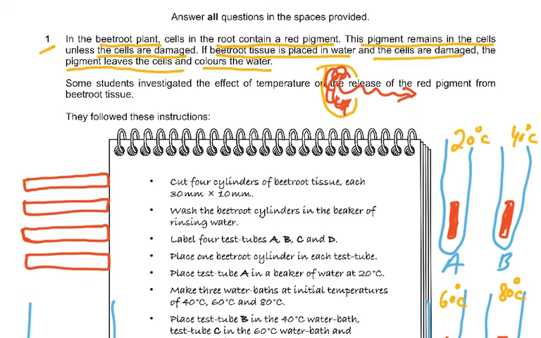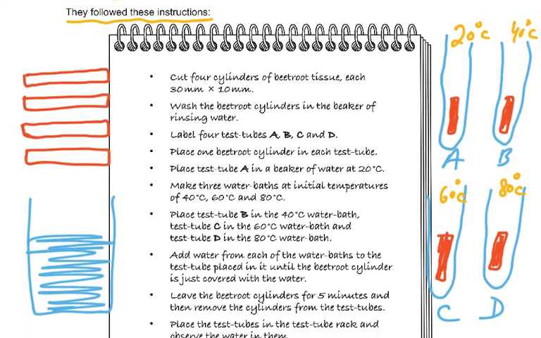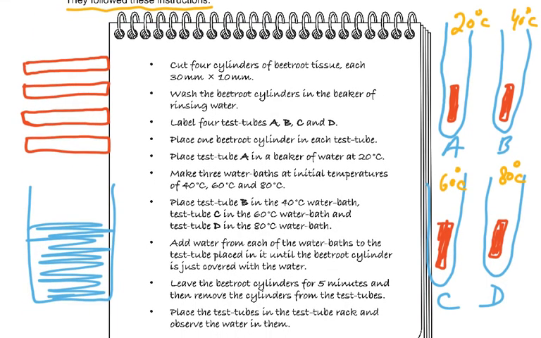Some students investigated the effect of temperature on the release of the red pigment, which means the effect of temperature on how much the cells will be damaged, on the release of the red pigment from the beetroot tissue. They followed these instructions. Read this question twice at least. Cut 4 cylinders of beetroot tissue, each 30 millimeter by 10 millimeter. 1, 2, 3, 4. 4 cylinders. Just like when we make chips or fries, you cut them into cylinders.